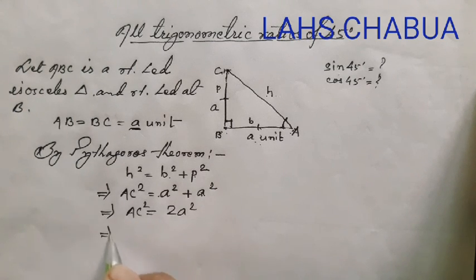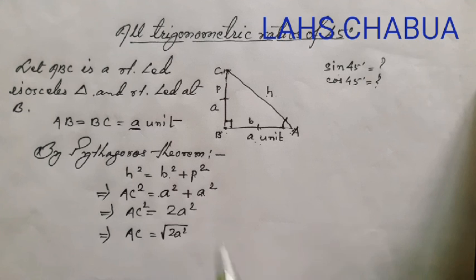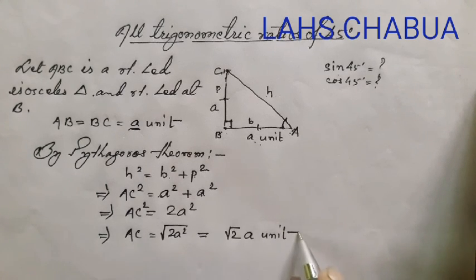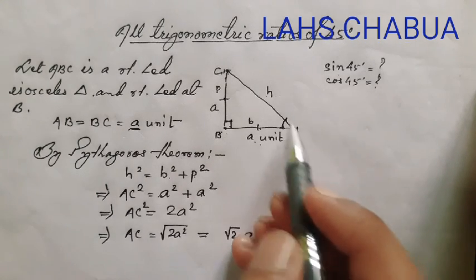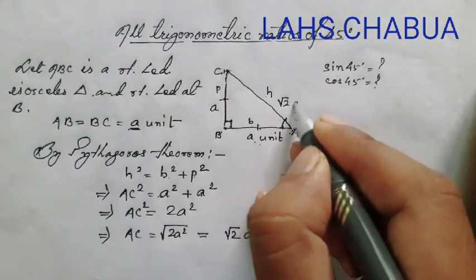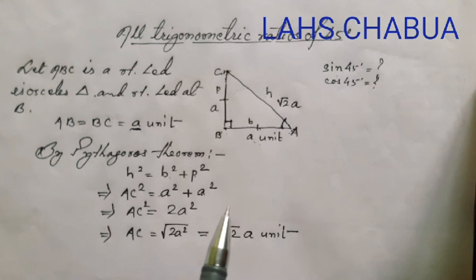Now remove this square sign. So put here a square root sign, 2a square, that is a square root of 2 cannot be determined. We'll write as under root 2, and a square root of a square, it will become a. This is the length, the required length of the hypotenuse. Hypotenuse, how much we got? Root 2 a unit. Now this much is over.